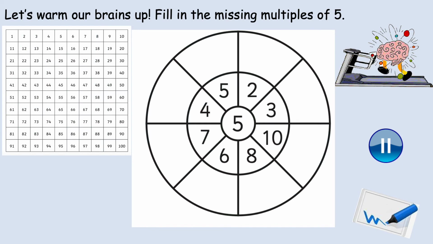So let's warm our brains up. We're going to fill in the missing multiples of 5. So we've got the number 5 in the centre of our board, and then we've got numbers around it. So what would 2 times 5 be? 3 times 5, 10 times 5, 8 times 5, 6 times 5, 7 times 5, 4 times 5. I've included a 100 square to help you if you need it. Pause the video while you find the answers.